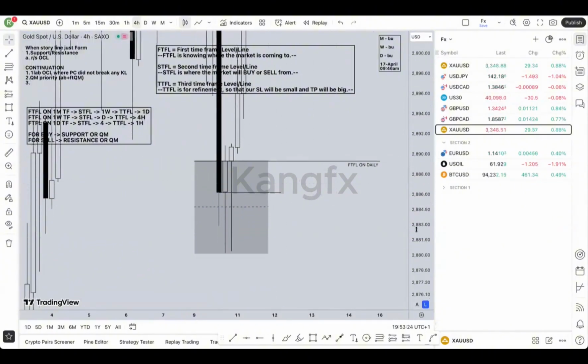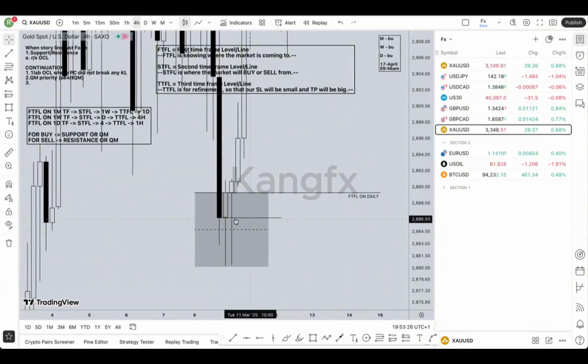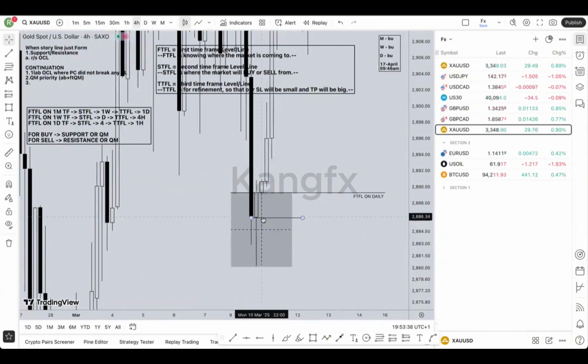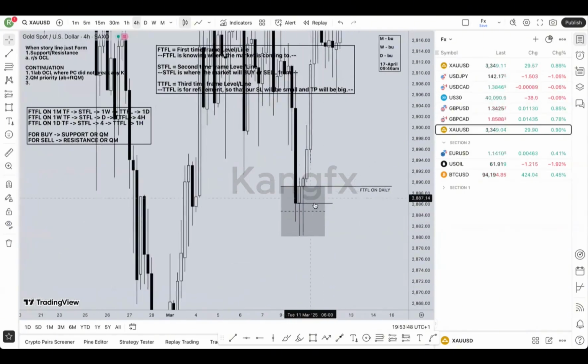Like this one here, this support is not fresh. I'm still going to mark it because this support is an apex. I mark it there. But most times when my STFL is not fresh, I leave it. Then wait for confirmation. I'm going to teach you about confirmation later in the class. So this is how we mark it for support.